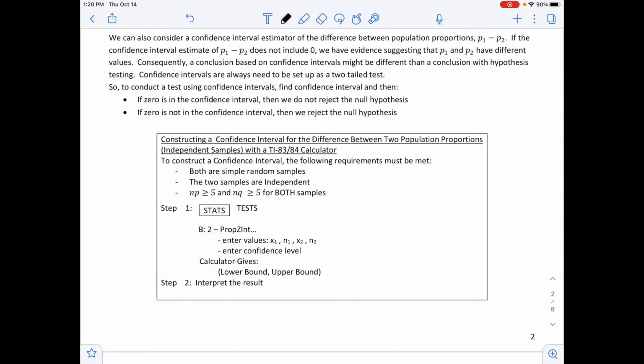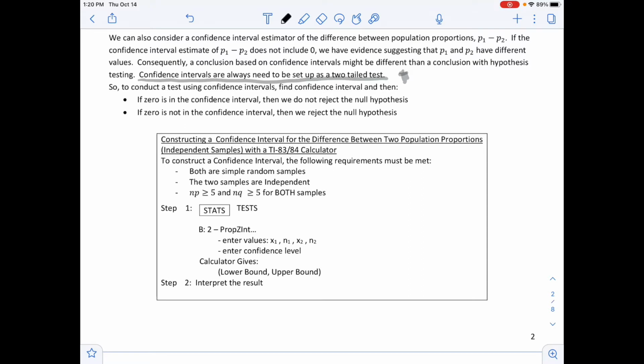Confidence intervals always need to be set up as a two-tailed test, and that is really key to remember. So again, that's dealing with that plus or minus, or the give and take of error, and that's why they have to be set up as a two-tailed test.